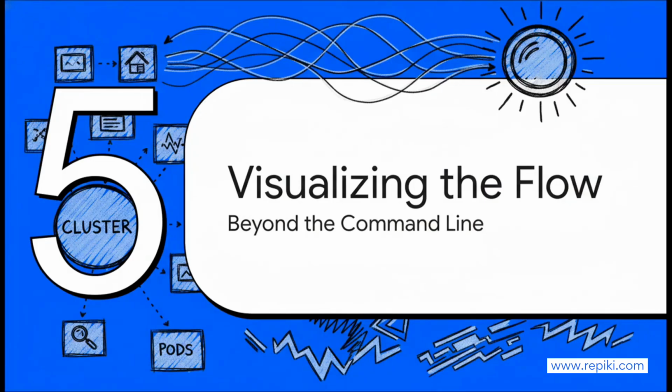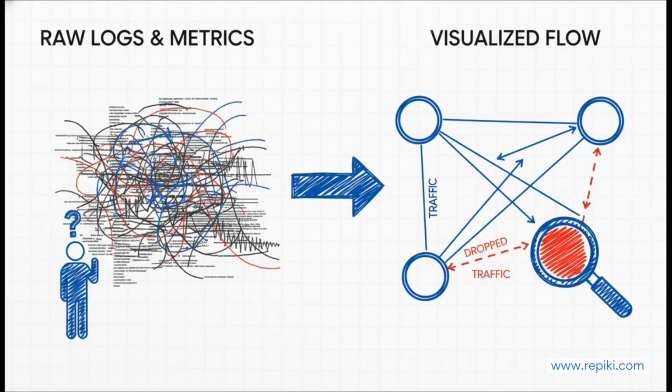You know, command line tools are amazing for deep dive forensics on a single connection. But sometimes you need to step back. You need to zoom out and see the entire forest, not just one tree, to really understand what's happening across your whole cluster. And that is exactly where visualization tools come in. Things like Hubble or Weave Scope are incredible. They take all that raw data and turn it into a living, breathing map of your cluster's network. You can actually see which services are talking to which, trace the flow of traffic, and spot problems instantly, like a dropped connection showing up as a big red line.